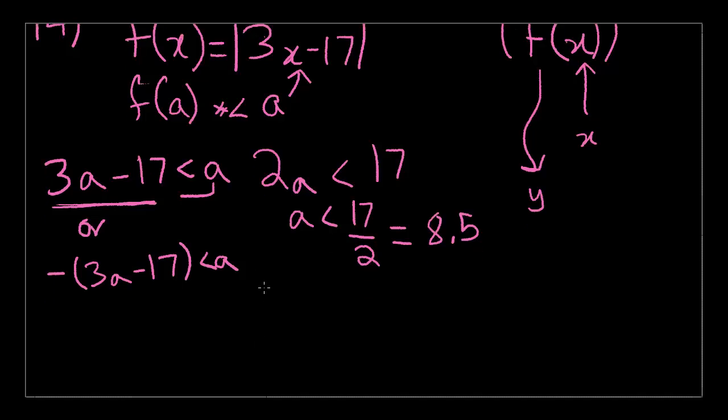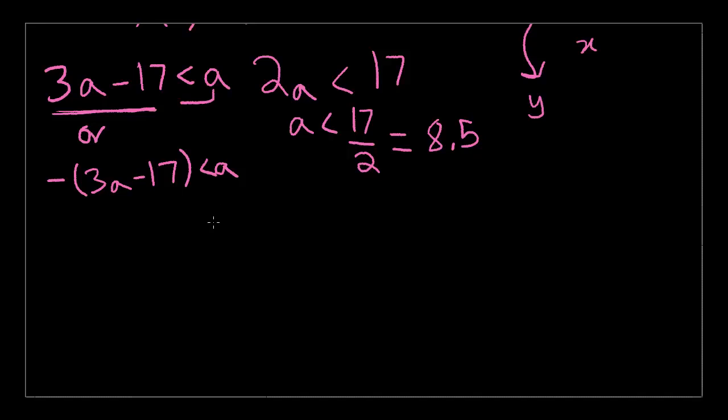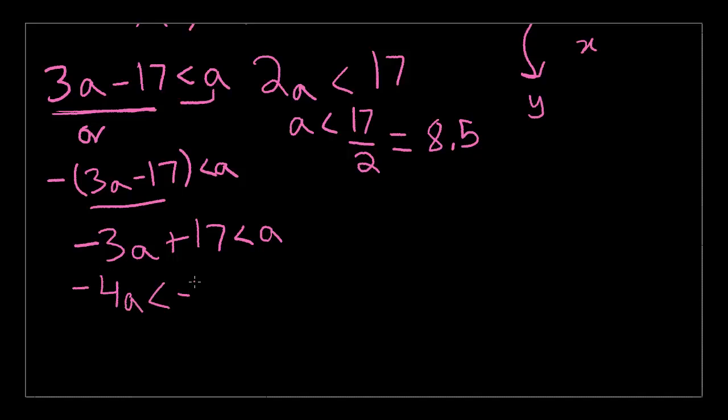Okay. So the next equation, which has negative signs: when we distribute the negative sign to both parts of the equation, not the right side, I mean this part. So in negative 3a minus minus is a plus, so plus 17 is less than a. Then you get minus 4a is less than minus 17 after subtracting the 17 on both sides. And then you just make these into plus signs, because that's basically the same thing.